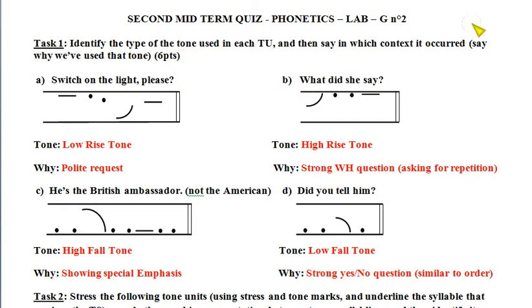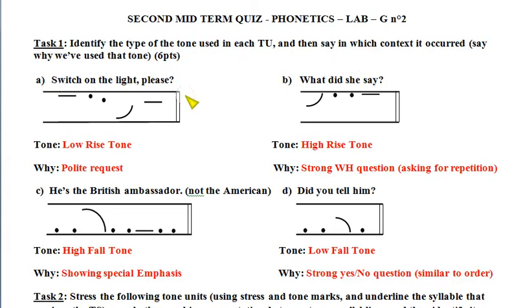Hello Group 2, this is the correction for your second midterm quiz in phonetics. In task 1 you are supposed to identify the type of the tone used in each tone unit. I gave you 4 tone units, and then you say in which context it occurred. It means you say why you have used that tone.